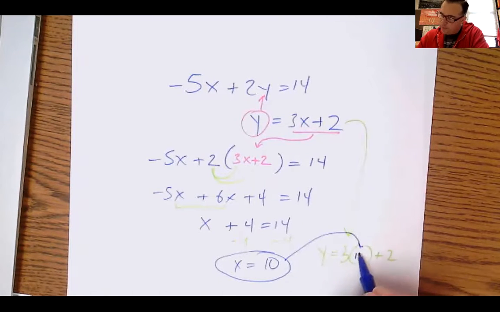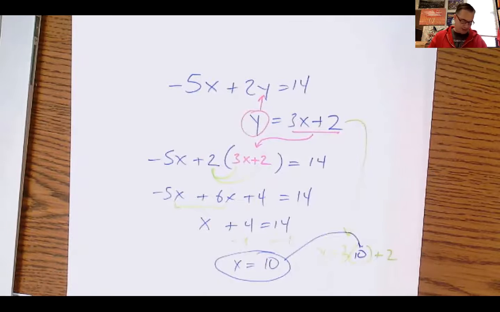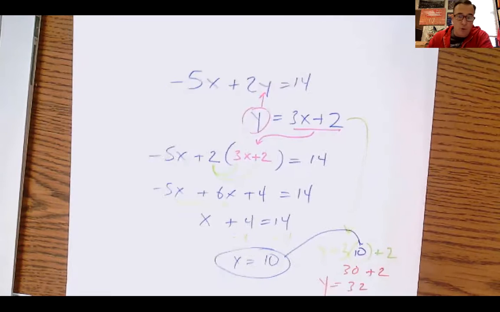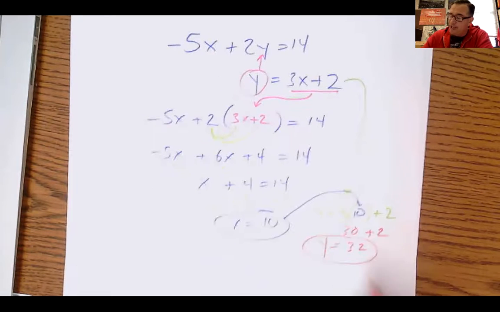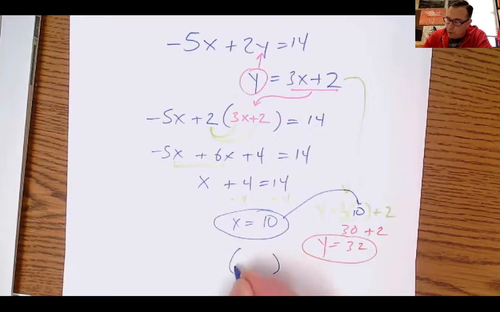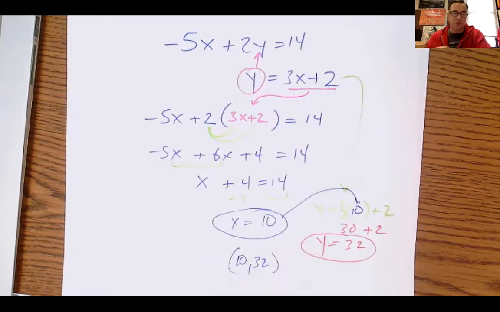10 goes right in there. So we have 3 times 10 plus 2. That will become 30 plus 2, or 32 for our y. So if we have our x is 10 and our y is 32, that means that our final solution for this will be 10 comma 32.